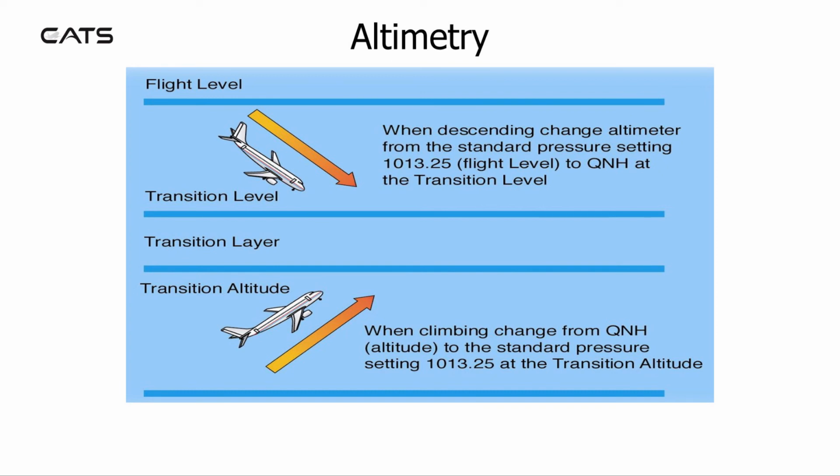Altimetry. When descending, change the altimeter from the standard pressure setting 1013 to QNH at the transition level. When climbing, change from QNH to the standard pressure setting 1013 at the transition altitude.